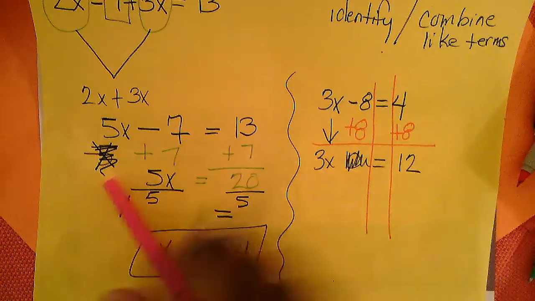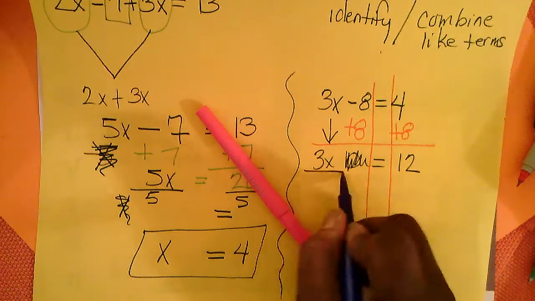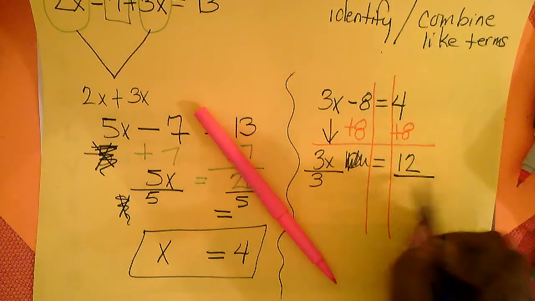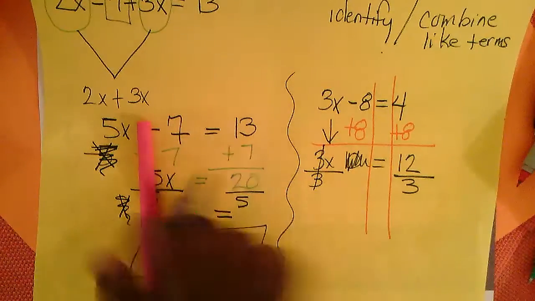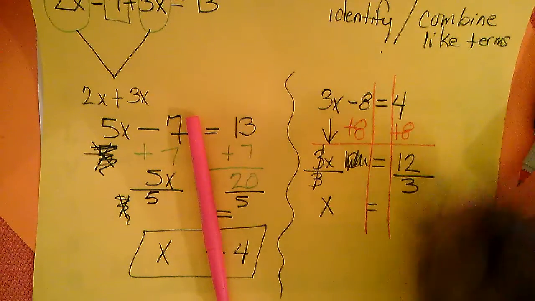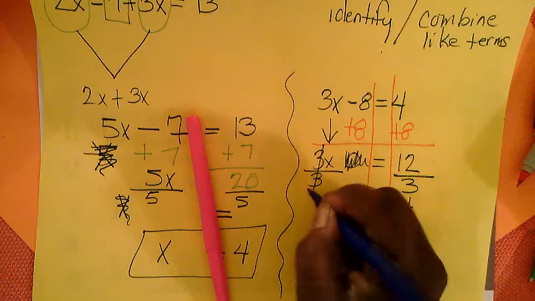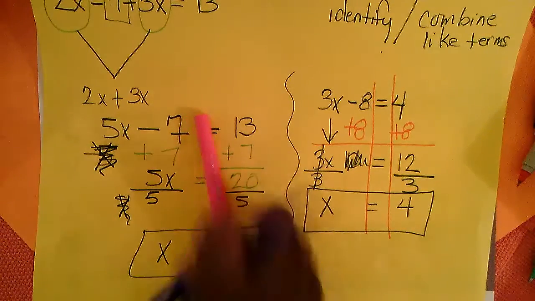Well, to isolate our x by itself, this is multiplication, so we're going to do the opposite. Divide by 3. Divide by 3. 3 goes into 3 one time, giving you x. 3 goes into 12 4 times, so it gives us a solution of 4 again. Okay, that's ironic enough.